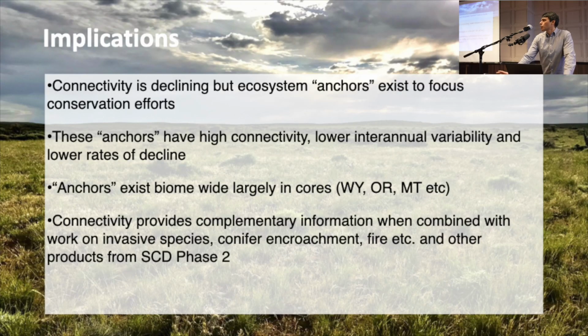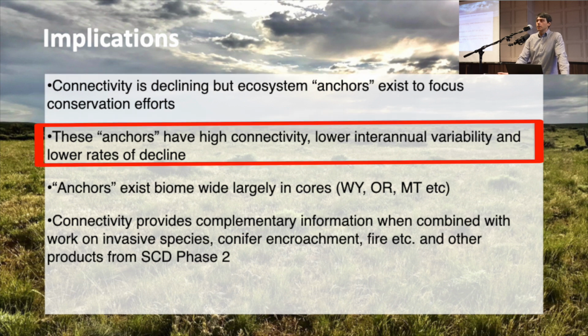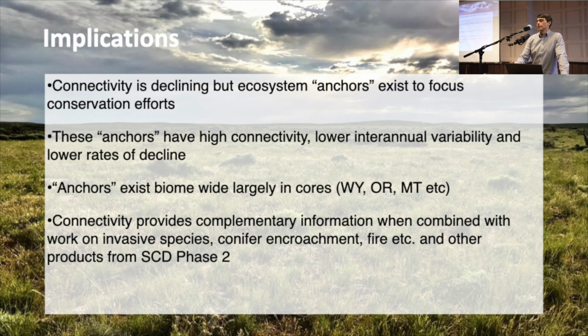Okay, so wrapping up, what are some take-home points that we can all leave here with? Overall, we've shown that connectivity is declining across the biome, but we've identified ecosystem anchors where we can focus our conservation efforts on. These anchors have high connectivity, low interannual variability, meaning that they stay highly connected year after year after year, and also lower overall rates of decline. If you remember, we showed pretty steep rates of decline for core sagebrush areas. That's an average over all of them. If we look at these highly connected cores, they have much lower rates of decline than the overall average.